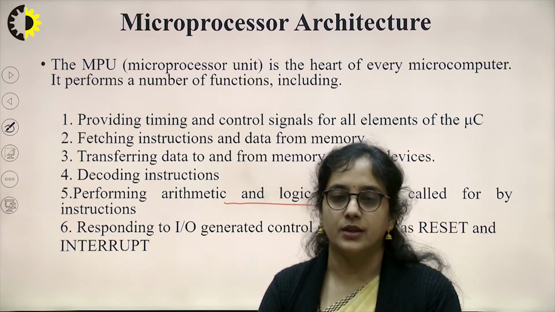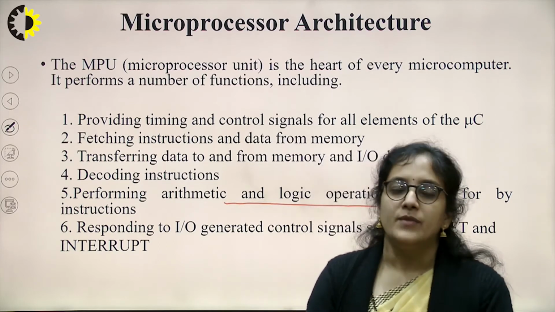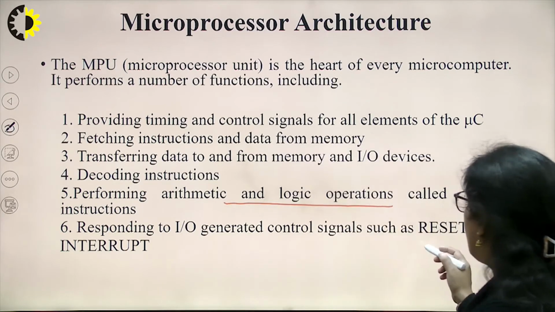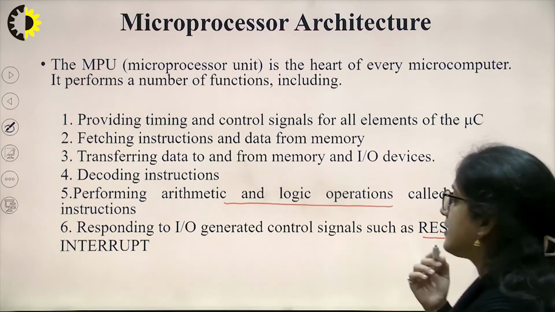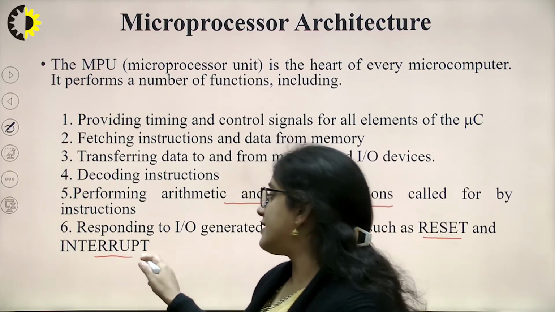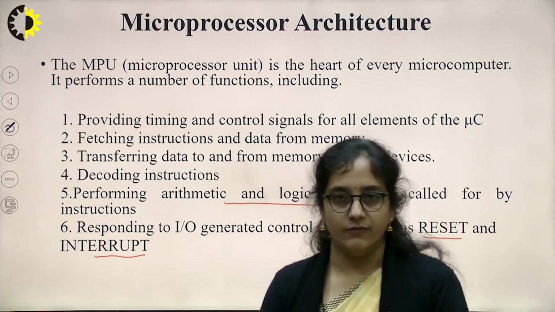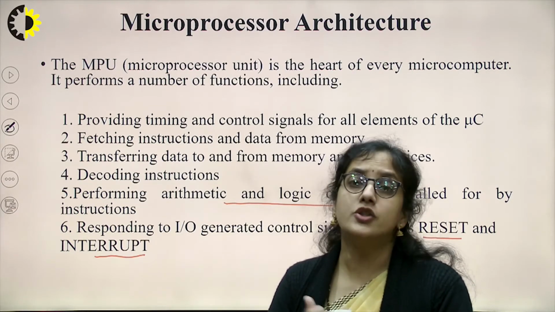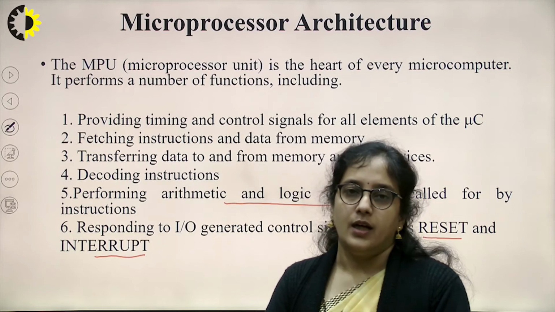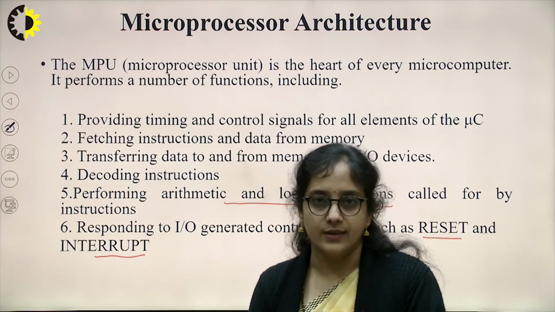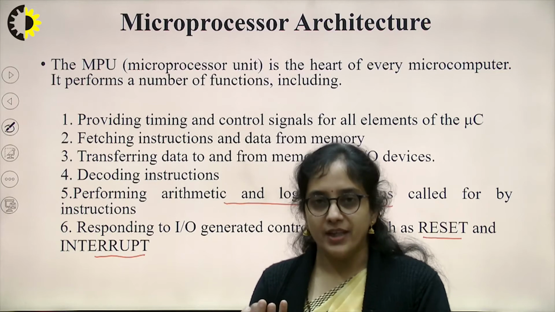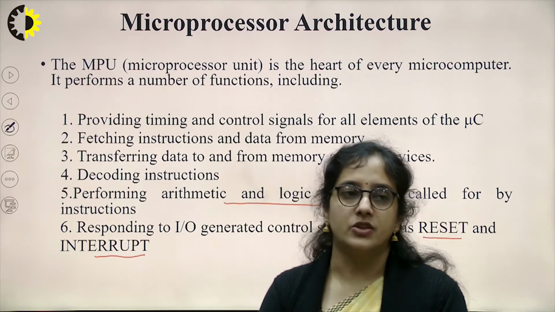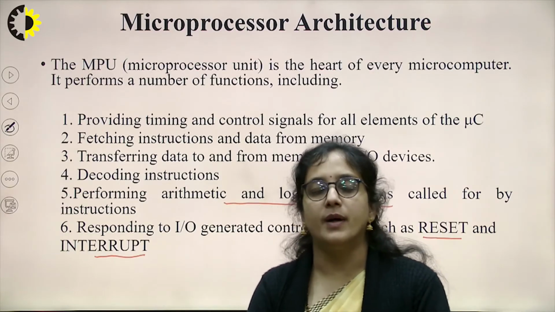One more function is that whenever an input output device wants to communicate with a computer, or the microprocessor, it sends some control signals, which are reset and interrupt. We will see these signals in more detail in subsequent lectures, but whenever an input output device wants to communicate with the microprocessor, it has to generate control signals, and that is the peripheral initiated operations.